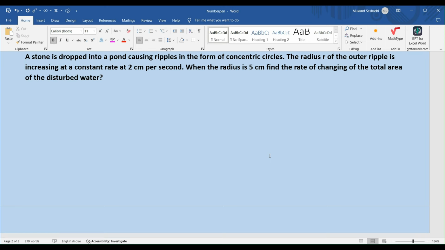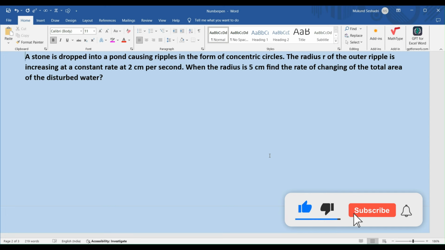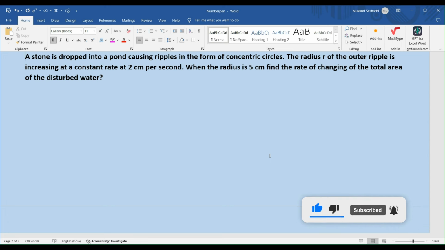So there we have the problem on the screen. A stone is dropped into a pond causing ripples in the form of concentric circles. The radius r of the outer ripple is increasing at a constant rate of 2 centimeters per second. When the radius is 5 centimeters, find the rate of change of the total area of the disturbed water, right?